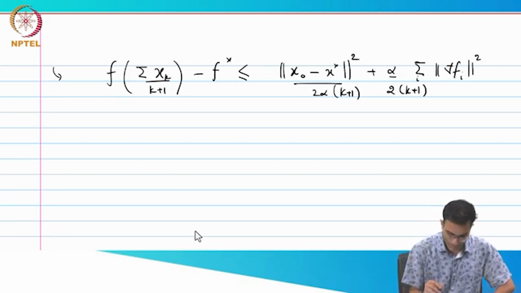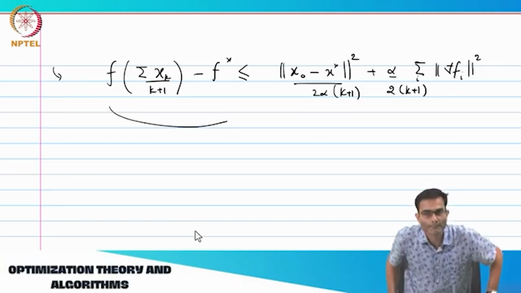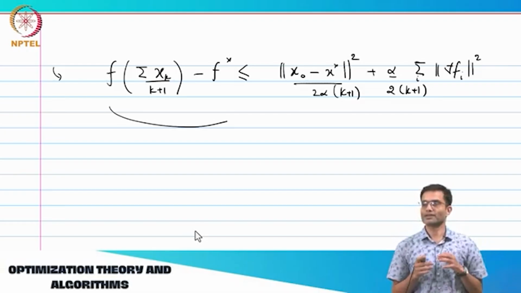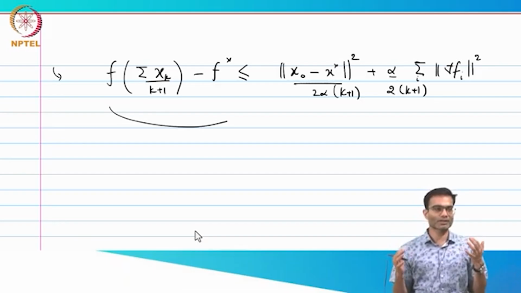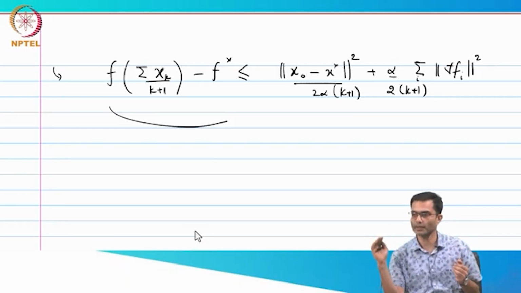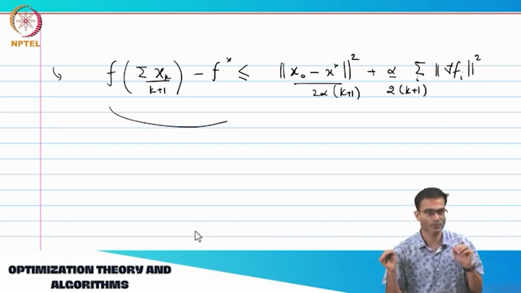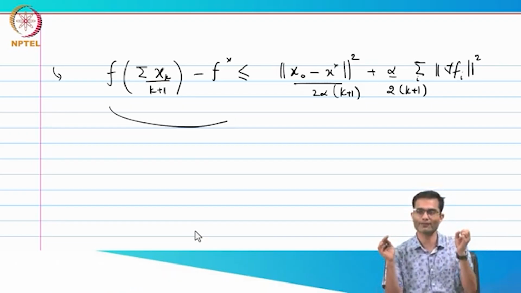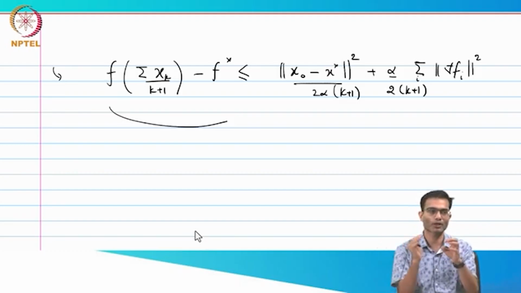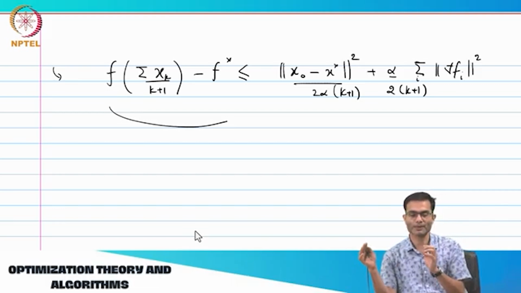So let's interpret the result. What is the left hand side saying? So now we'll switch to plain English. There is an optimum function value which is given by f star. Everyone agrees? I have f of the average of iterates. So what is it saying? The distance between f of the average of iterates and the optimum function value is less than or equal to some expression. What is that expression?